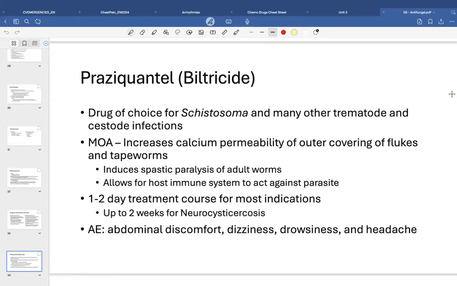Praziquantel, if you ever happen to have patients with a schistosoma and a treatment-toad cestode infection, this can be one of the drugs of choice. It basically, again, targets calcium for treating paralysis of the flukes and tapeworms. And this is, again, a short course, 1 to 2 days, but maybe longer for a condition of neurocysticercosis. Again, a shorter course is well-tolerated with GI side effects.